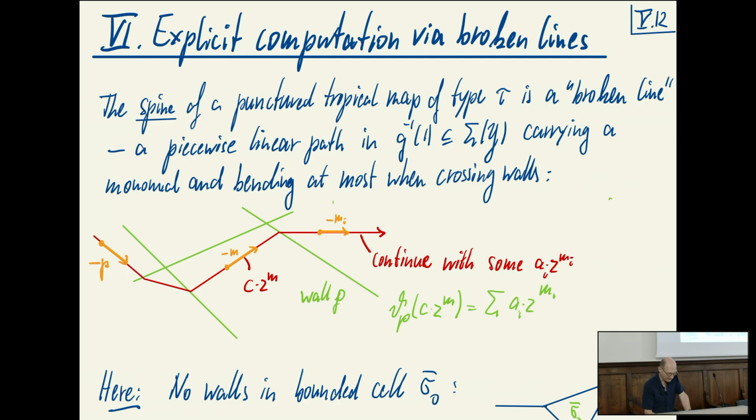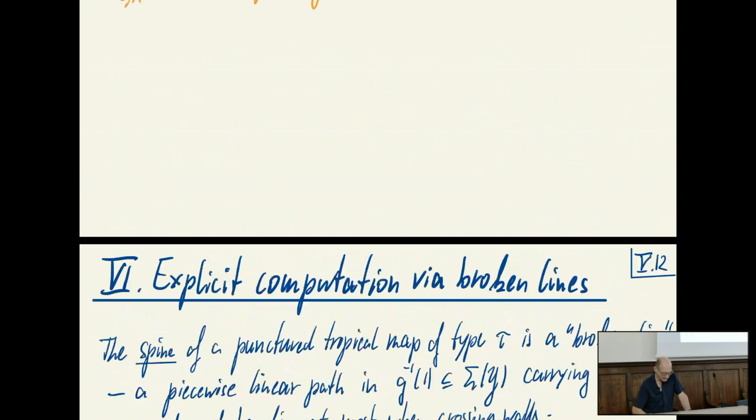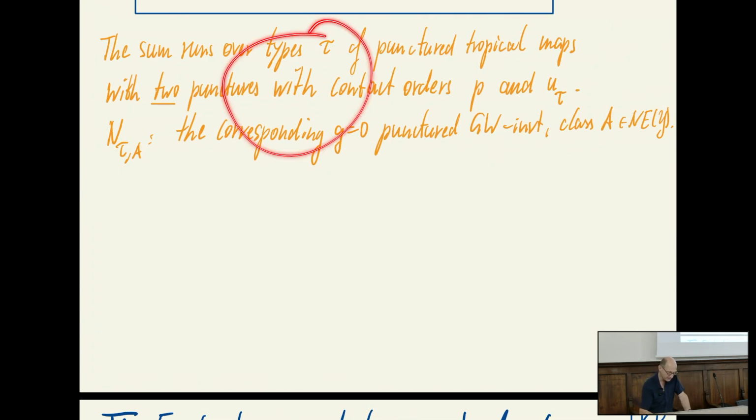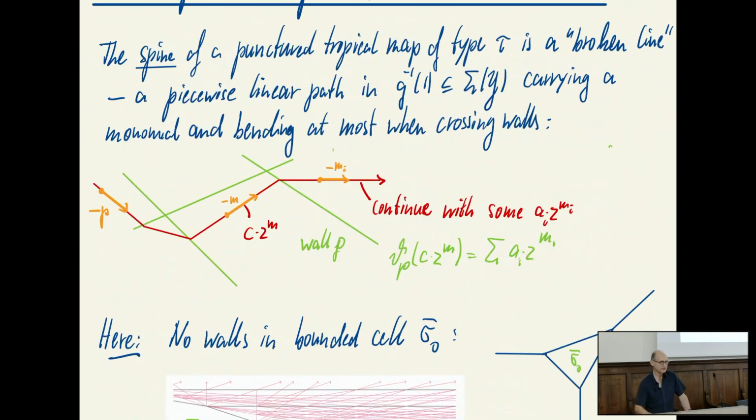If you look at the spine of a punctured tropical map, genus 0 of tropical type tau, of these kind of type tau that we had here, okay, with these 2 punctures. So there's one incoming, there was a marked point, and the one outgoing. The whole thing is a tree, so that has a spine. It has some tentacles also, we don't care. The spine is what we call a broken line.